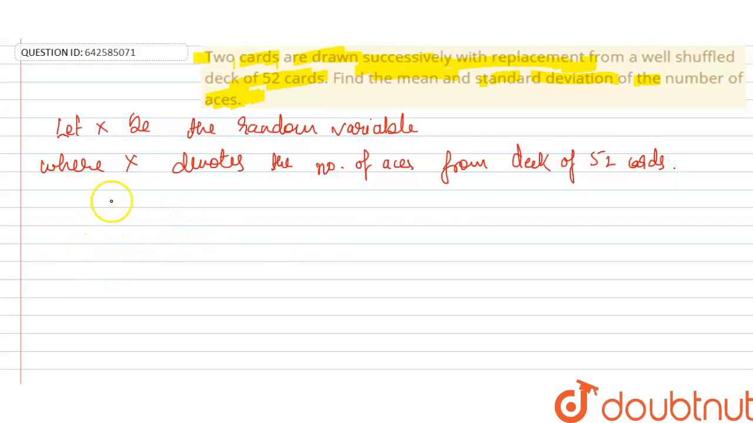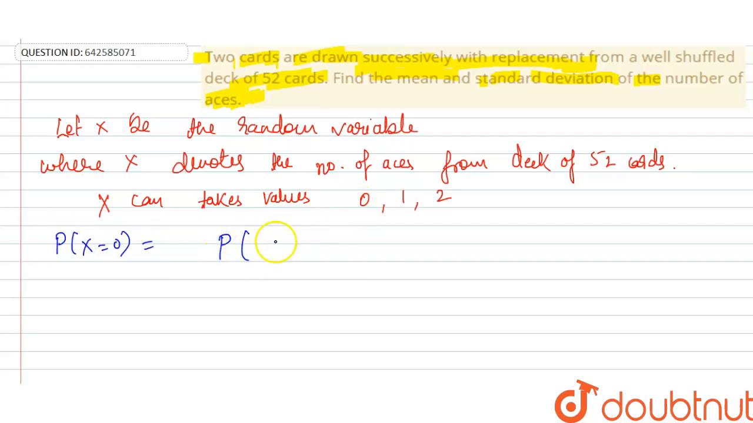Since we are drawing two cards with replacement, X can take the values 0, 1 and 2. So P(X = 0): for X equal to 0, it means we are not getting any aces, or both cards drawn are non-aces.